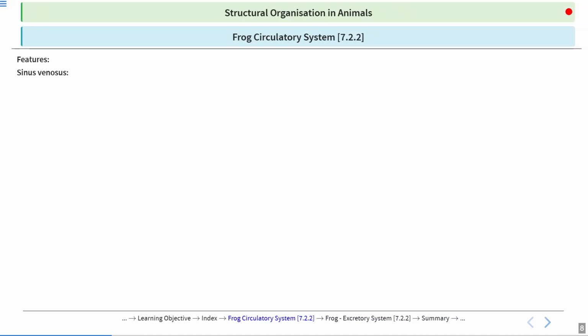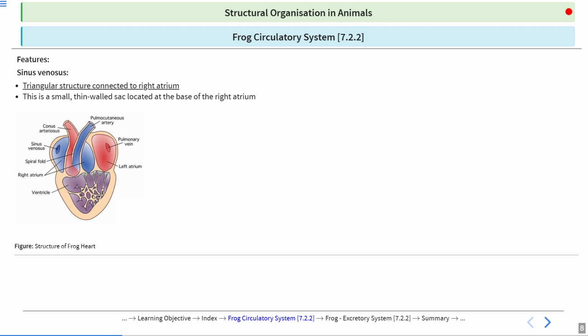Now the features: the sinus venosus, a triangular structure connected to the right atrium. We will see the structure. This is a small thin-walled sac located at the base of the atrium. So at the base of the right atrium, there is a sinus venosus. Sinus venosus is what? You see, this is the sinus venosus.